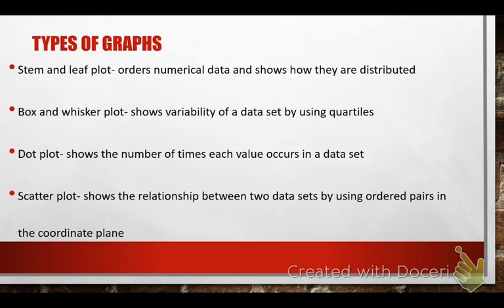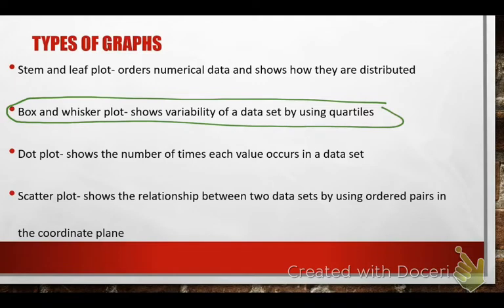Stem and leaf plot orders numerical data and shows how they're distributed. So on a stem and leaf plot, I can see where data is clustering, where a large group of data is located. A box and whisker plot, this actually was an entire lesson in our 7th grade curriculum. You're not really going to see examples of this, but that shows variability of data by using quartiles. You're not going to see that on a quiz or a test. The dot plot shows the number of times each value occurs in a data set. You're not going to see a dot plot.